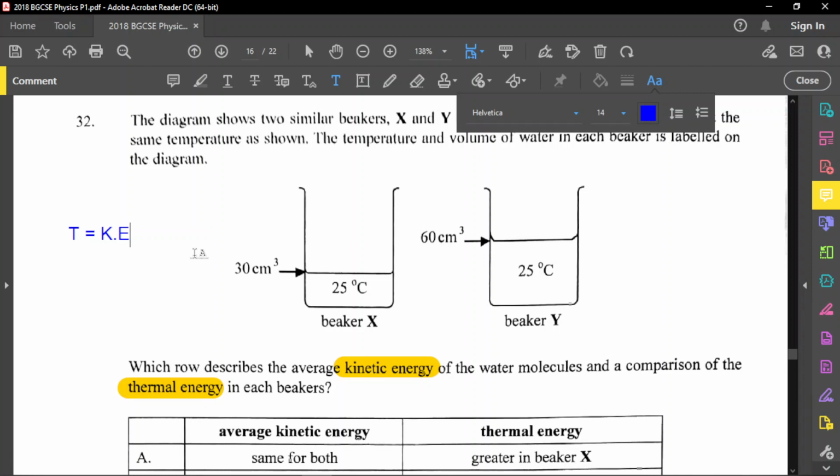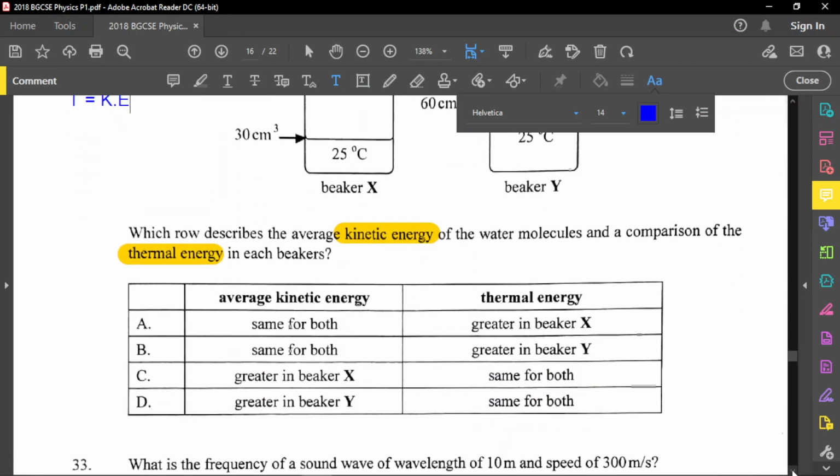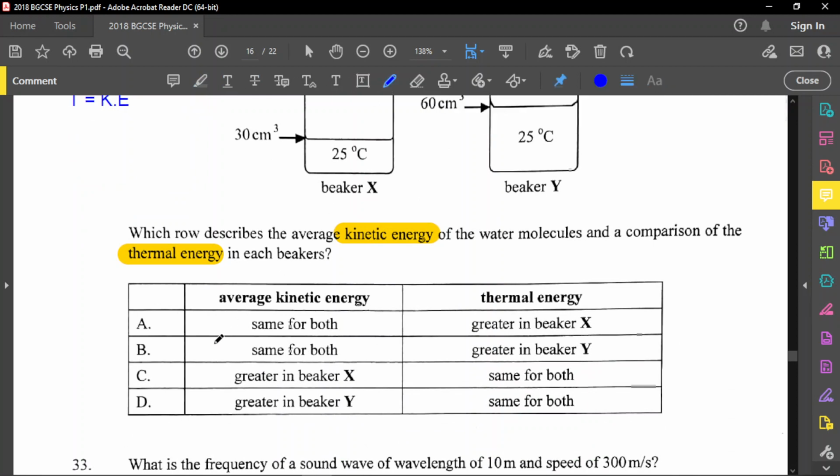Now, if the temperature in both beakers is the same, it therefore means that kinetic energy must be the same, because temperature is equivalent to kinetic energy. However, what is different? Let me go back to this right now and look at what is right and what is wrong. So for them, it must be the same. The kinetic energy must be the same, so these two will be incorrect. It cannot be greater or less at all. It must be the same because they're the same temperature.